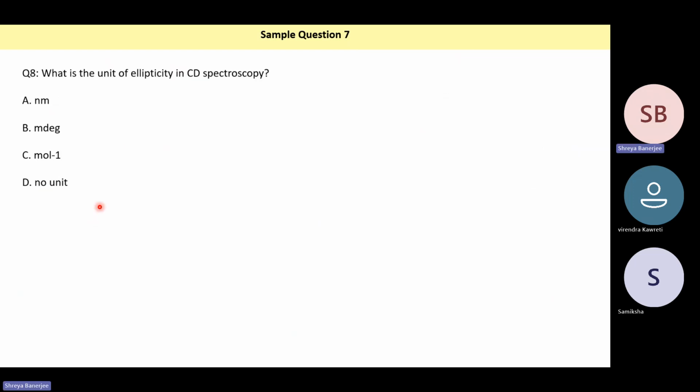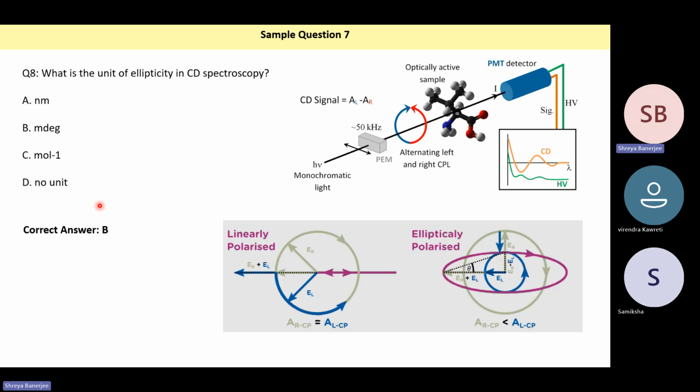Then it is asking, what is the unit of ellipticity in CD spectroscopy? That is also no unit. No, actually that is B. What you are saying is that absorbance has no unit and CD is the difference between the absorbances, so it should have no unit. It appears to be true, but actually what we put in the y-axis is the ellipticity value. So this angle we are putting in the y-axis.